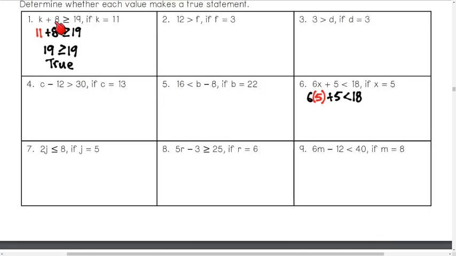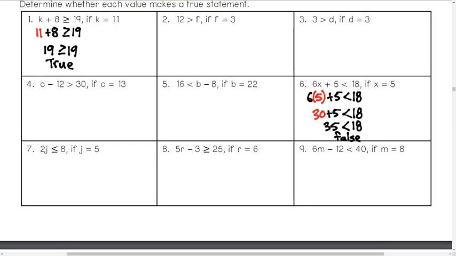You can see this was just a one-step problem. This one is a two-step problem because we have 6x plus 5 is less than 18. That means 6 times x plus 5. In this case, x is a 5, so that would be a 6 times 5 plus 5. And that would give me 30 plus 5, which is going to be 35. Now, is this a true statement or a false statement? 35 is less than 18.